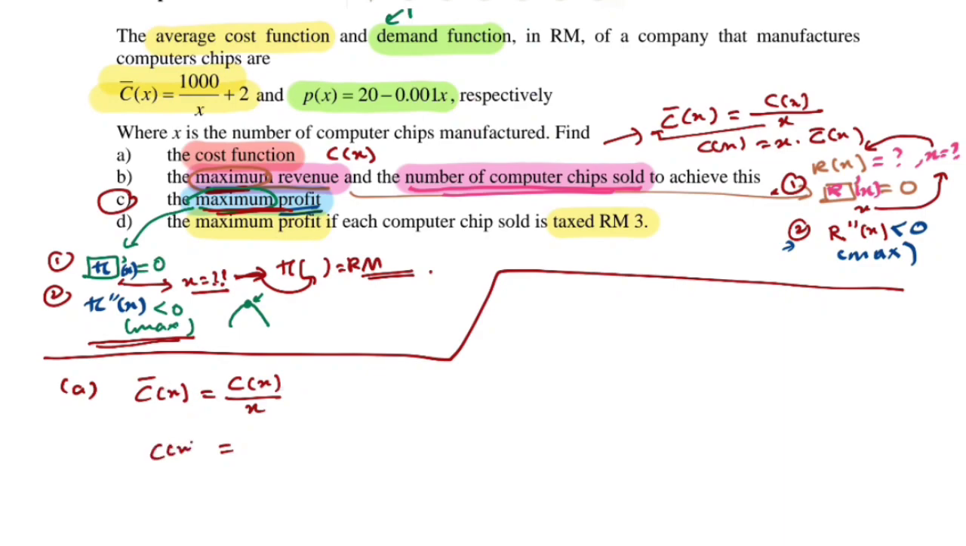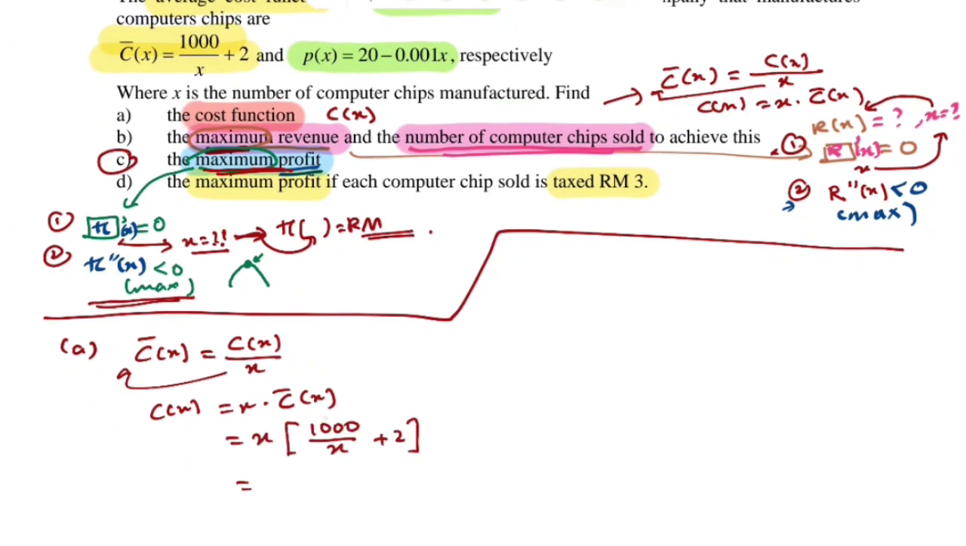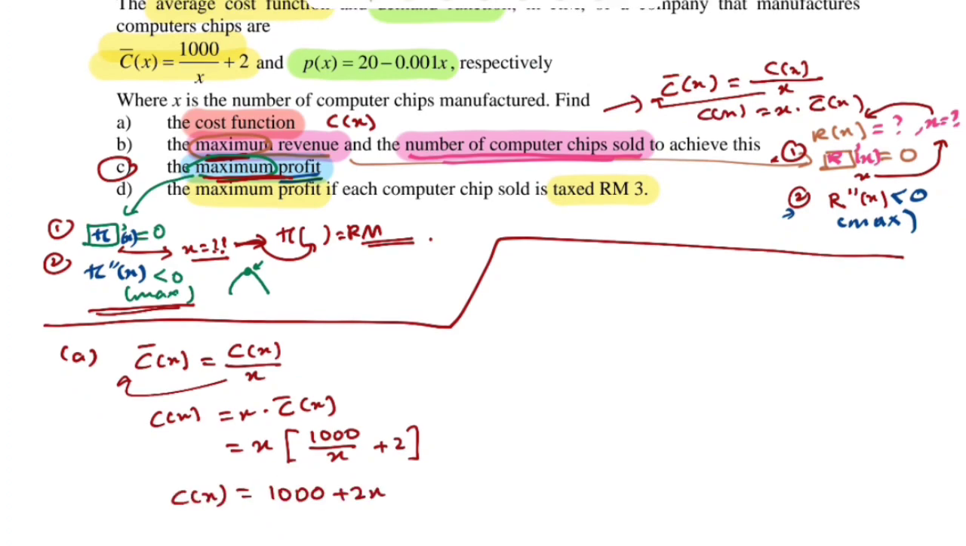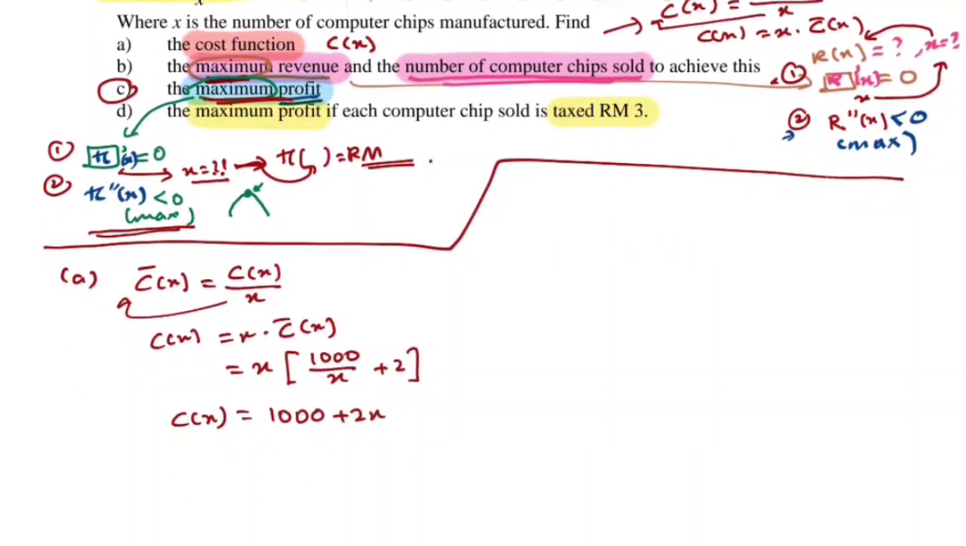Write cost function as the subject, bring x to the other side, x multiplied with the average cost function, and then write down your cost function. Next, multiply each of the terms with x. You have found your cost function. A is done. Next, question B.